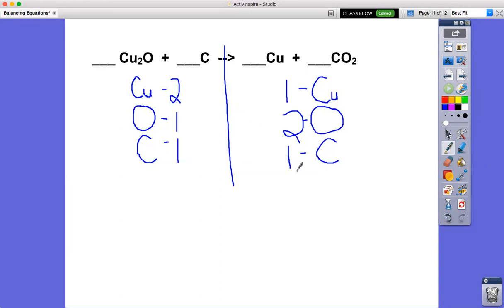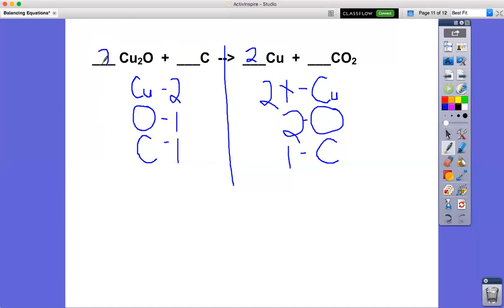So which one do you want to start with? Copper or oxygen? Copper. Okay, let's start up here. So that's 2 and that's 1. So what do we need to put here? 2. Let's do that. Okay. So now we're going to work on our oxygen. This one's 2 and that's 1. So find my oxygen. Come over to the coefficient.